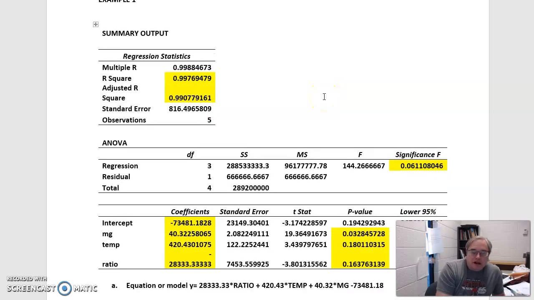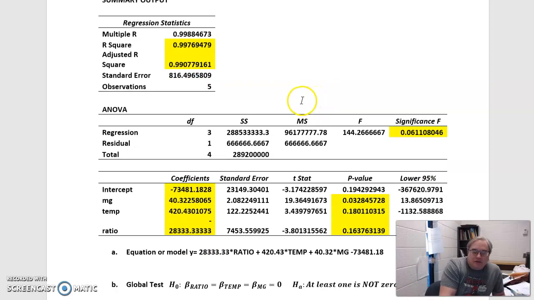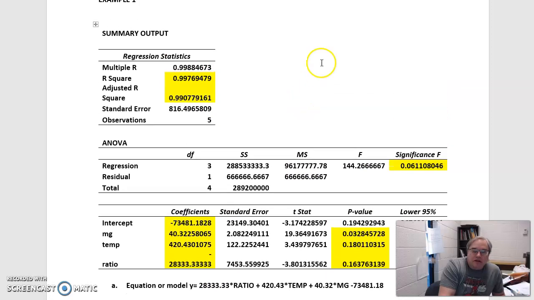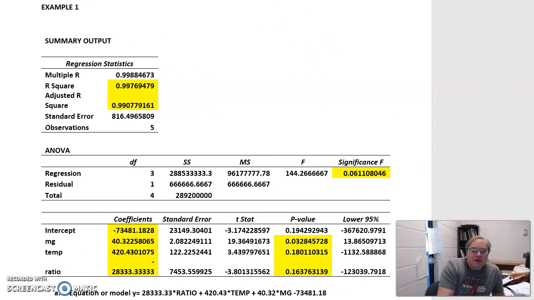And here is an Excel output. StatCrunch is very similar. If you can read one, you can read the other. And what I want you to notice are a few things. R squared, 99.7. R squared is the percent of the y values explained by the variation of the x values. So the closer that is to 1 or 100%, the better. Adjusted R squared is always going to be a little less. Adjusted R squared tells you what this does, plus it's also giving you a measure of how efficient the model is. Are all these variables needed?